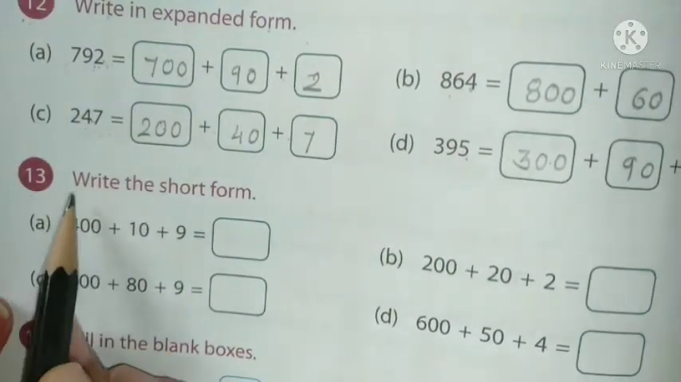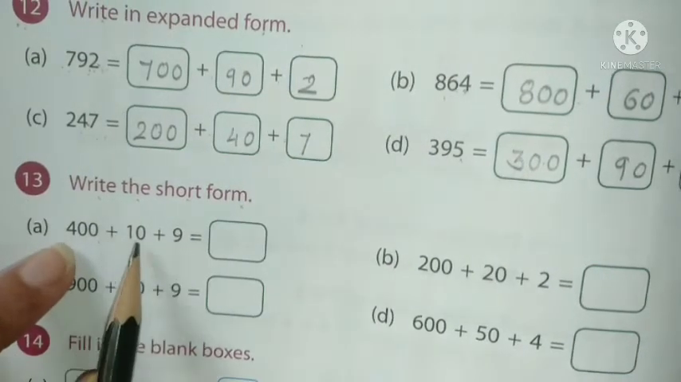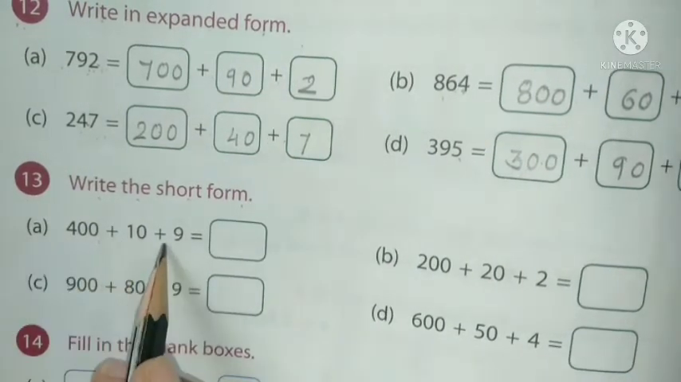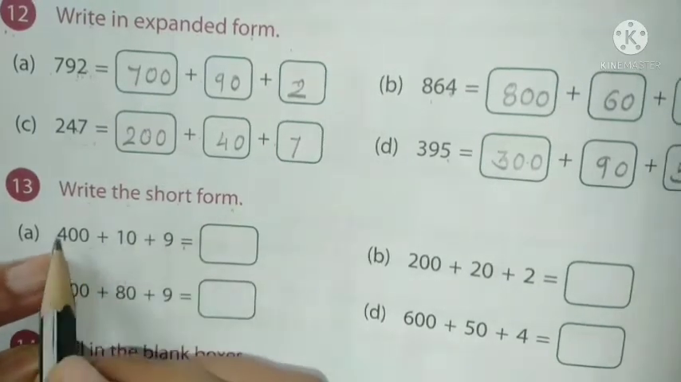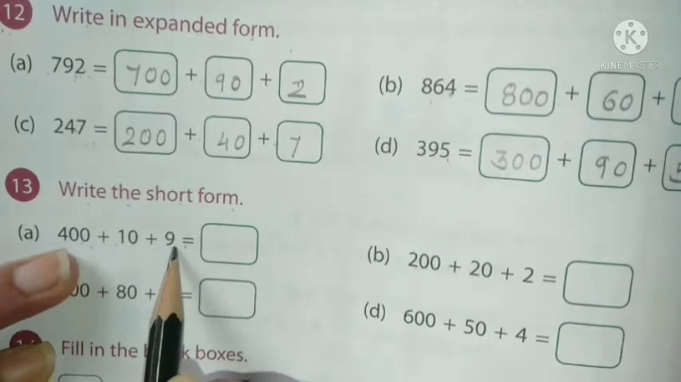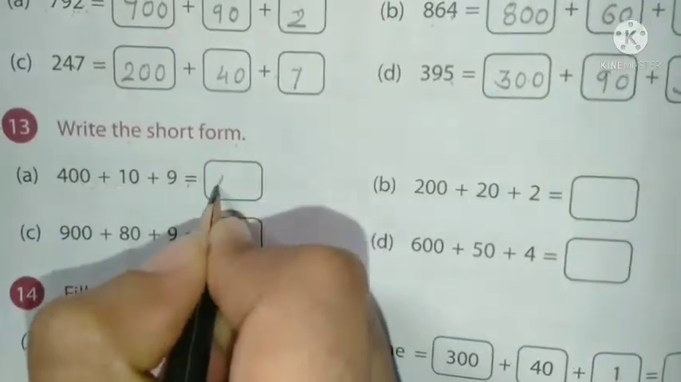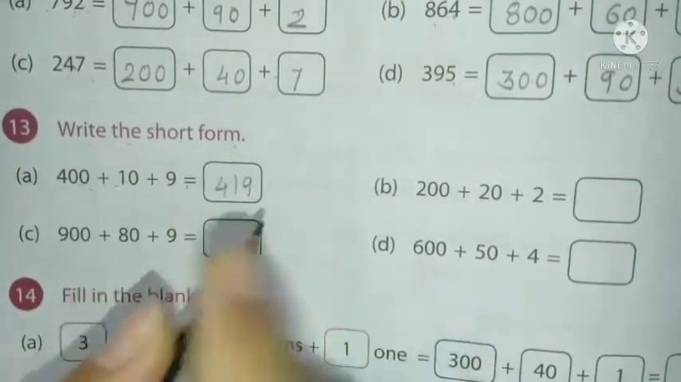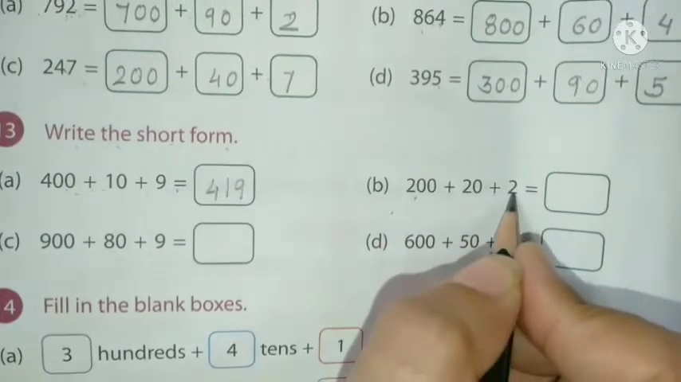Now exercise 13. Write the short form. Students, here expanded number is given. In expanded form numbers are given. So you have to write the short form. Okay. A. 400 plus 10 plus 9. So कौन सा नंबर बनेगा यहाँ पे? 419.